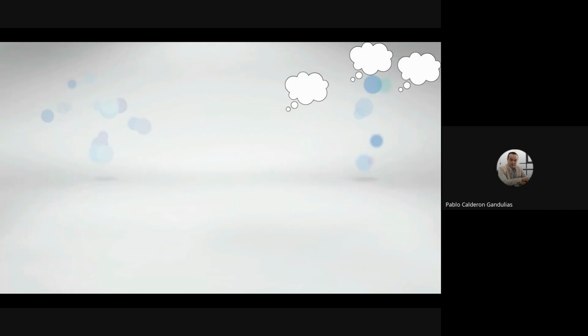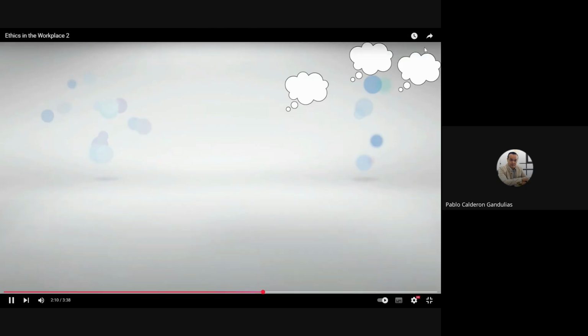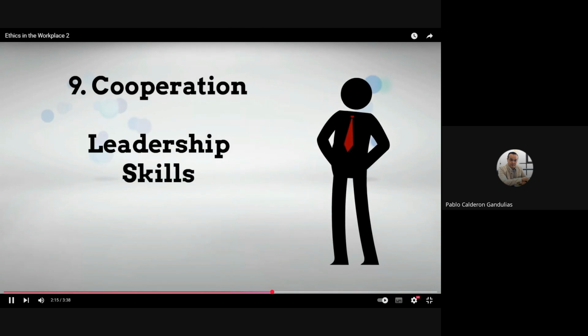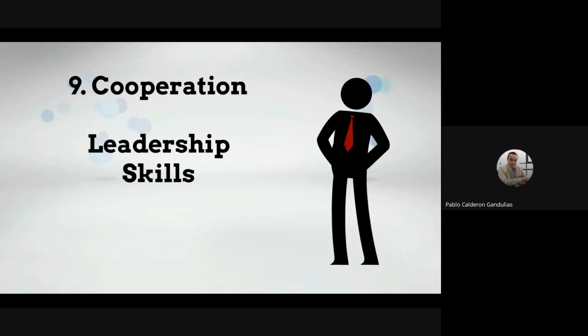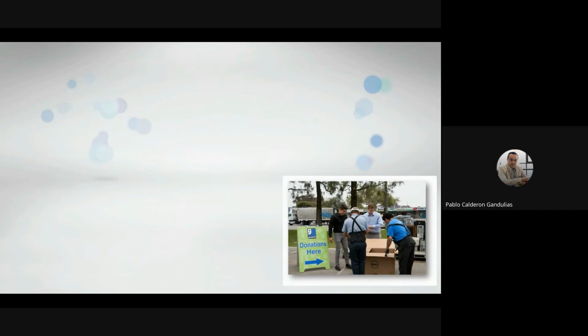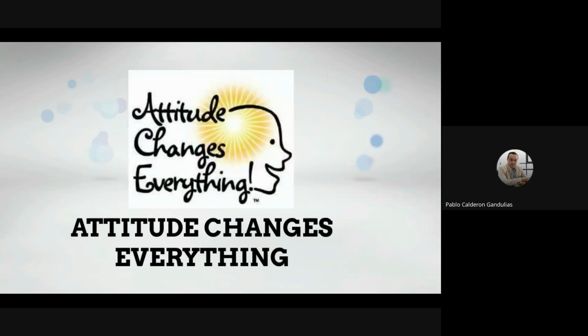Number 8, communication. Make sure you're communicating any issues, concerns to the right staff. Number 9, cooperation. Make sure you're using your leadership skills to make sure that your staff is cooperating and effectively executing. Number 10, respect. We can make a better place to work if we are respecting everyone in the company. Remember, attitude changes everything.